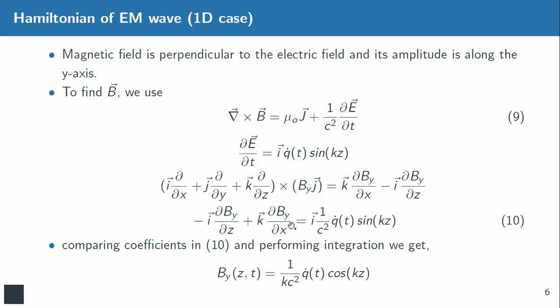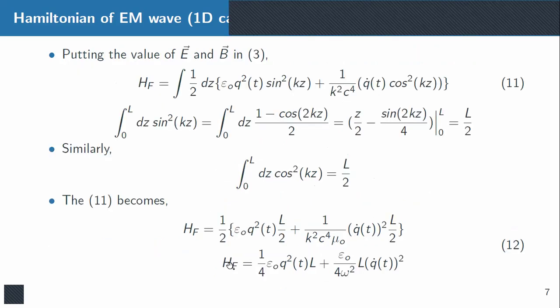And after integrating and comparing coefficients, we get the magnitude of the magnetic field. And if we put that magnetic field and electric field in the expression of the Hamiltonian of the field that we saw in the earlier slides, we get that form. So by integrating the spatial parts over a certain region of space, like the cavity length, we get these results.